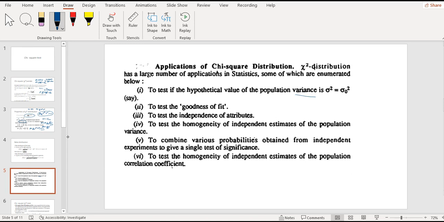The second, and the most important for our concern, is the goodness of fit. It is also used to test the independence of attributes, the homogeneity of independent estimates of population variance, to combine probabilities obtained from independent experiments into a single test of significance, and to test the homogeneity of independent estimates of population correlation coefficient. But in this particular video our main focus is only on the topic of goodness of fit. So let us come to that particular part.